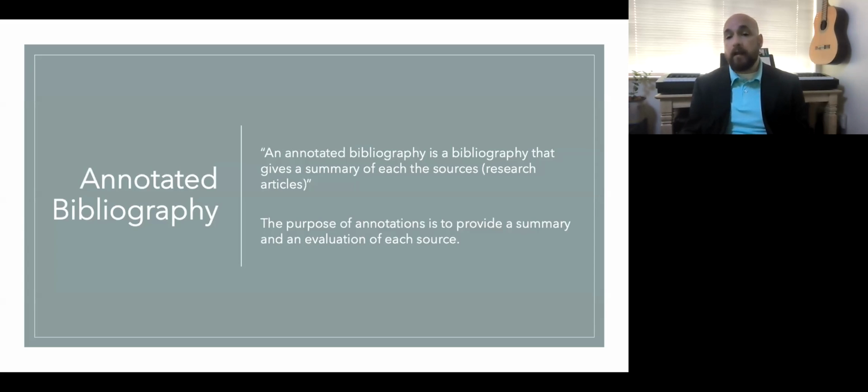An annotated bibliography is a paper that gives a short summary of each of the sources. This may look like a small paragraph for each of the sources, just covering the main points and ideas of the research article. The purpose of the annotations is to provide a summary and an evaluation of each source that can later be used in writing your paper. Let's take a look at an example of how to do this.